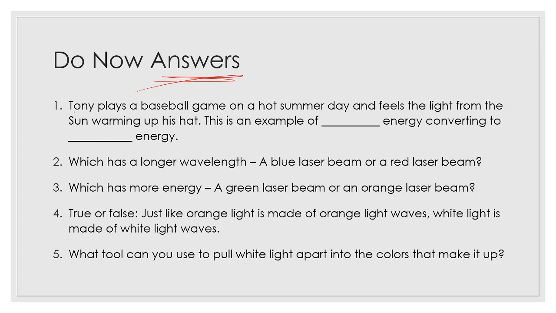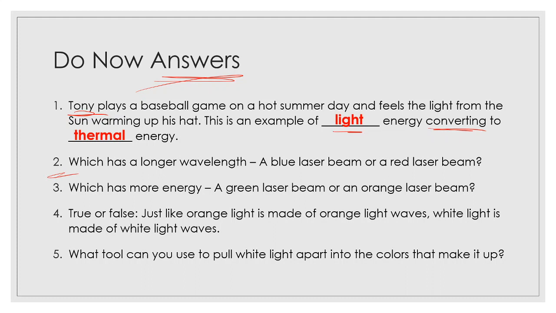Now, number 1. Tony plays a baseball game on a hot summer day and feels the light from the sun warming up his hat. This is an example of light energy converting to thermal energy. Feeling his hat warm up means his hat is getting hotter, it is gaining heat or thermal energy. So we have light energy, and again the word is converting to thermal energy.